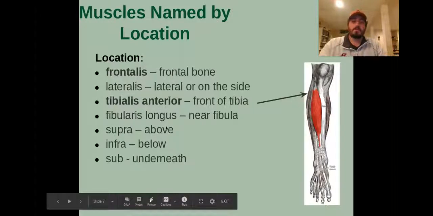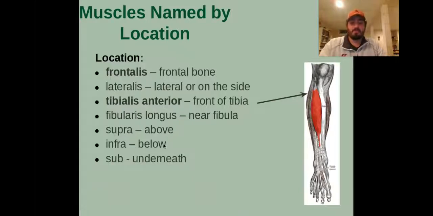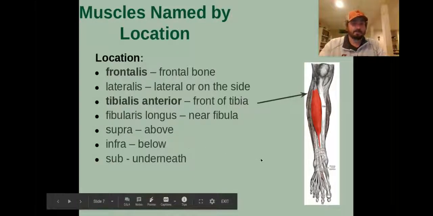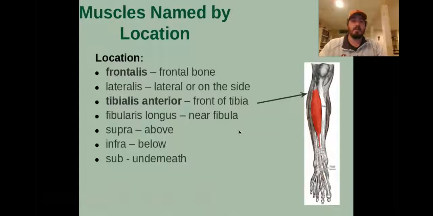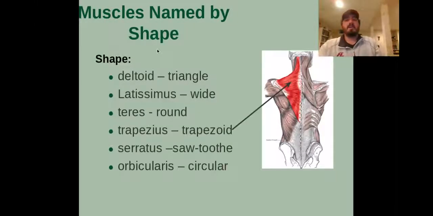Some other ones here, supra above, infra below, sub underneath, those prefixes that we know, right? Fibularis longus. We'll talk about longus here in a second, but near the fibula on the back. So our first scheme is by location. All right, our second naming scheme is shape. So our muscles can have all types of funky shapes too. Our deltoid, right, up on our shoulder, it's just cut off a little bit here. It's a muscle that's shaped like a triangle.